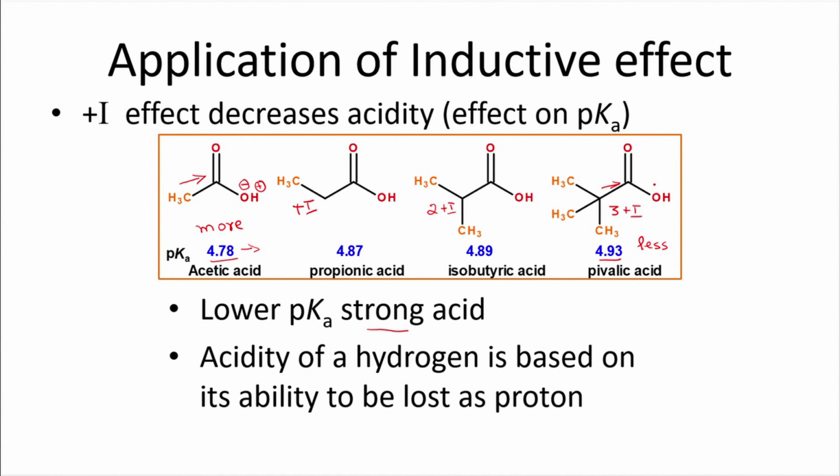is formed, that is, the proton is lost, we have a negative charge here. So, more electron density is flowing towards the electron rich center, in other words, that leads to destabilization. So, this destabilization is responsible for the lesser acidity of pivalic acid compared to acetic acid. This can be explained based on the inductive effect. So, these are some of the applications of inductive effect.